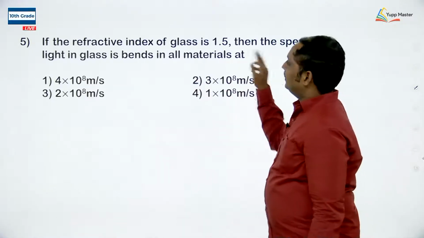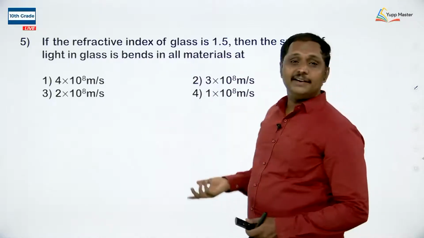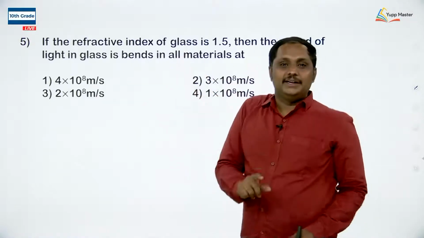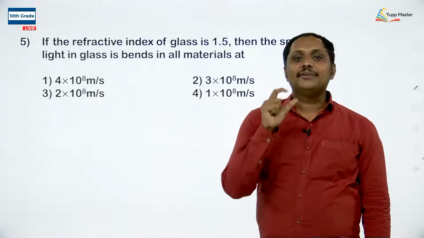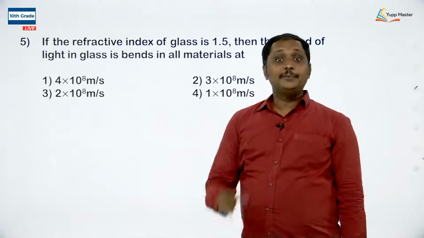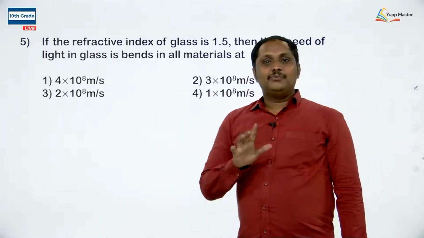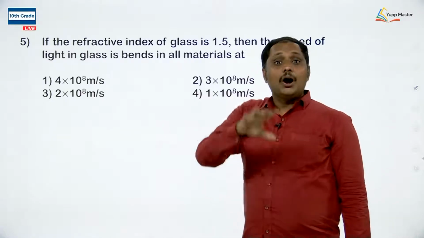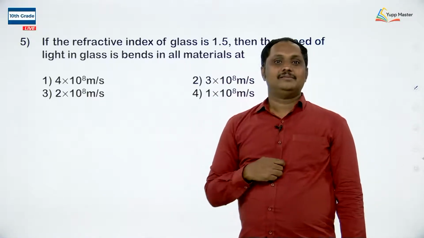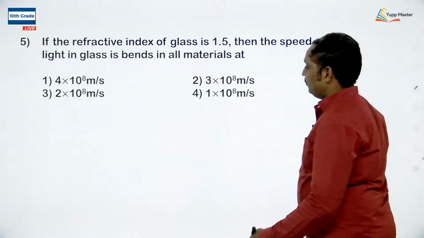What they have given in the problem is the refractive index, and you need to calculate the speed of light in the material. Please have a look. Refractive index is the one parameter which is related to the speed of light in a material. Simply, if we talk about that, it tells how many times the speed of light is reduced. Looking into the formula, you can understand very easily.